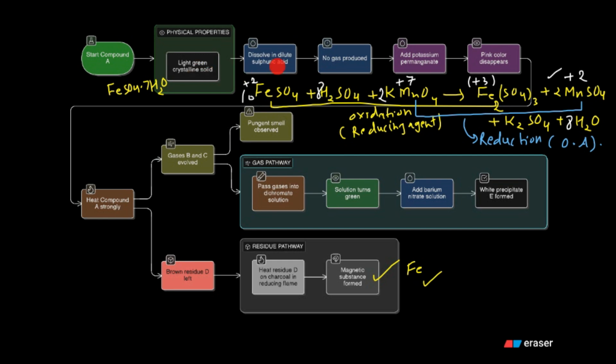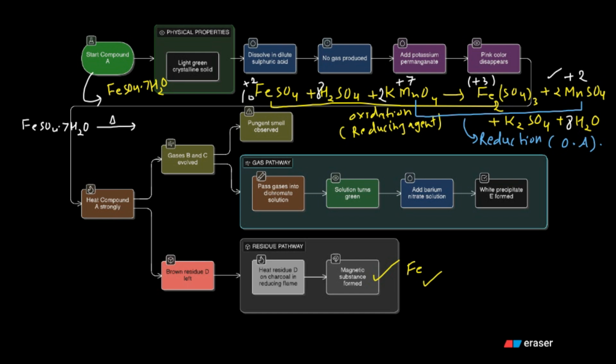The light green solution of your compound A, when potassium permanganate is added to it, the pink color disappears. So this is how things are going. Okay, this is something very, very important. And then in the next step, compound A, when heated strongly, produces two gases, B and C, and the brown residue. FeSO4.7H2O is the hydrated form.